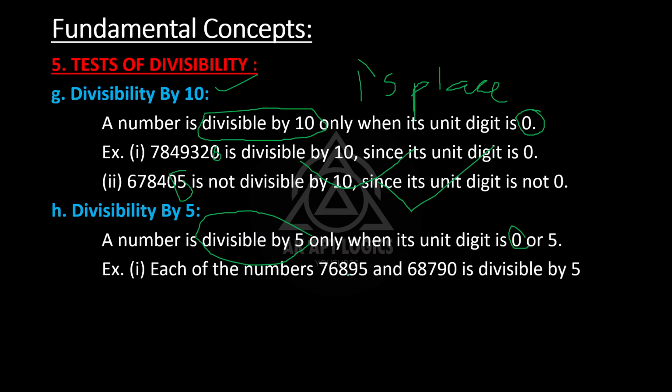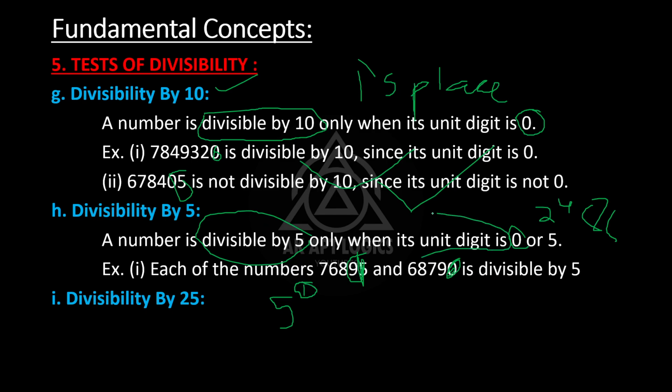Both the numbers are divisible by 5, right? Because in the first number the unit digit is 5, and in the second number the unit digit is 0, which means both numbers are divisible by 5. For 5 and 25, previously we discussed 2, 4, 8, 16, right? Similarly, for 5, 25, 125, the method is the same. We can write 5 as 5 power 1, which means we have to check the first digit, that is, the unit place digit.